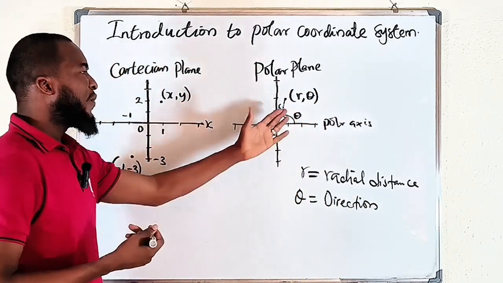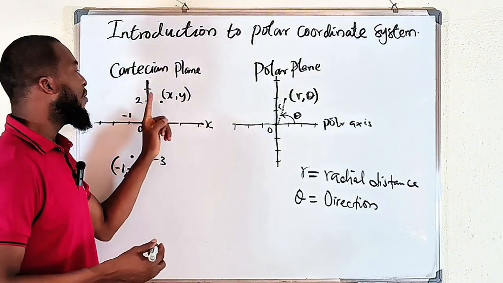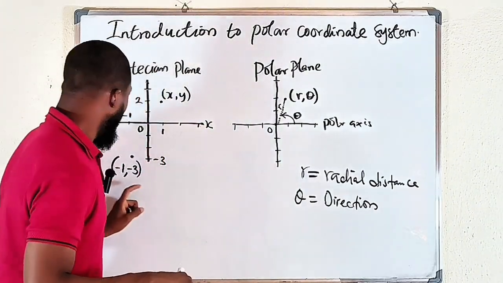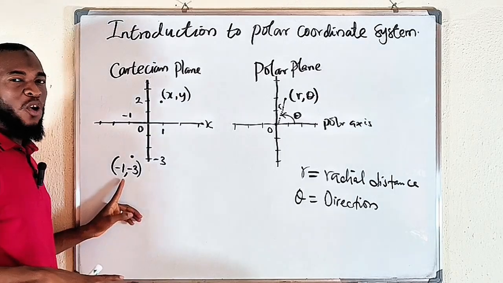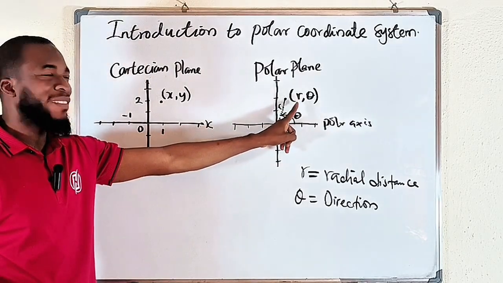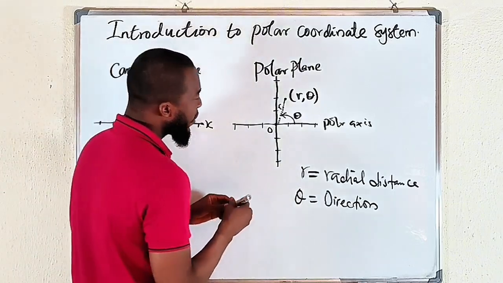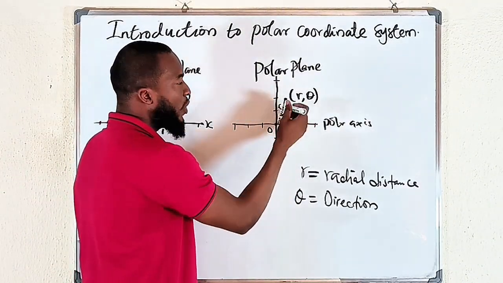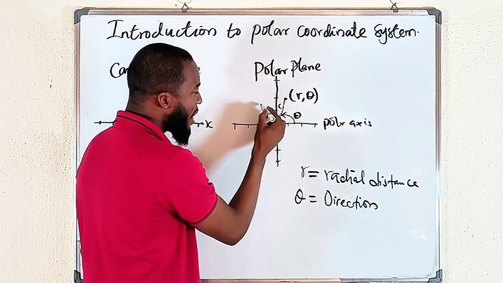So what differentiates this and this? Every single point on the Cartesian plane is unique. This is always -1, -3. But this is not exactly the same here, because look at it. We have a point here which we call (r, theta). But what if you decide to move around?